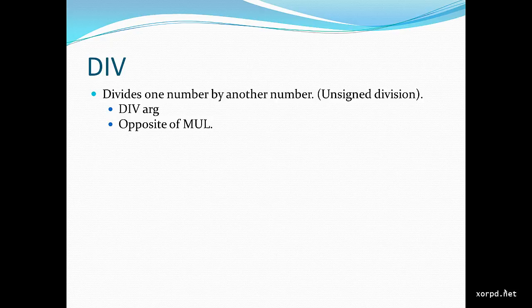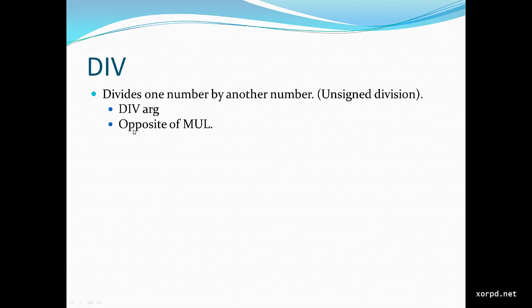Welcome back. We are going to talk now about the div instruction. The div instruction divides one number by another number. Again, strictly speaking, unsigned division, which means we don't consider numbers with sign, like negative and positive numbers at this point. We only consider positive numbers. It looks like this: div and arg, which is the only argument of this instruction.